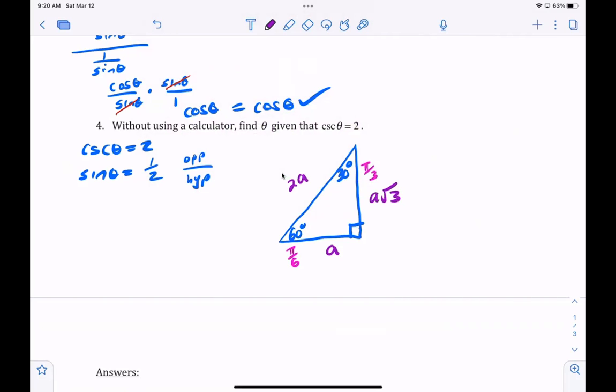And now I need to take a guess. So when sine theta is 1/2, this would be the opposite over the hypotenuse. So the opposite side could either be A or A root 3. If I want to take A or A root 3 and divide by 2A and end up with 1/2, I'm going to pick the 30-degree angle.